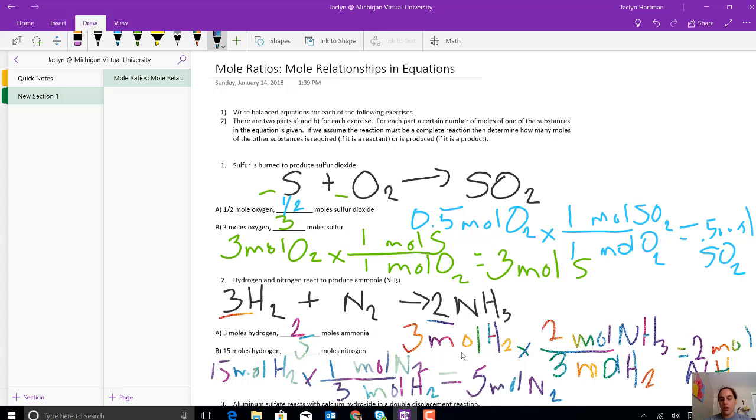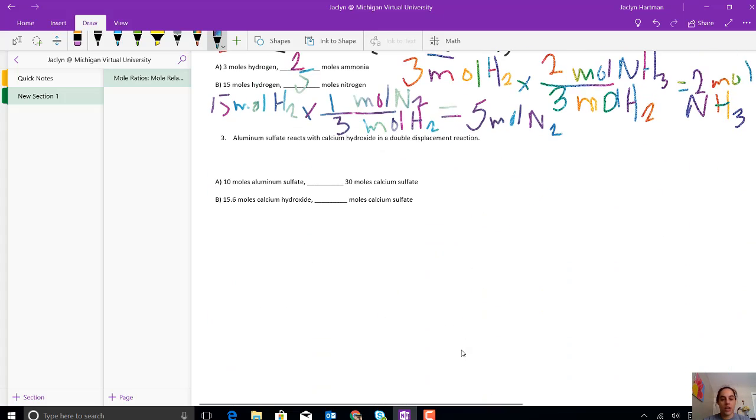Okay, hopefully this isn't too complex. Let's take a look at number 3. Aluminum sulfate reacts with calcium hydroxide in a double displacement reaction. Ooh, so now we also have to find our products. But sometimes you can get some clues from the rest of your problem. And if you look here, we see that there's a clue, and that is asking us about calcium sulfate. So we know one of our products then has to be calcium sulfate.